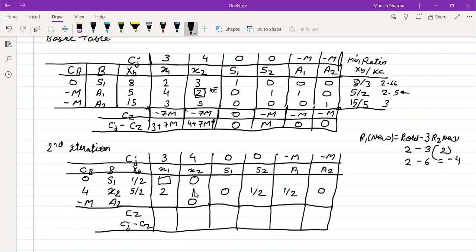Correct? So here I'll write minus 4. For this value, 3 minus 3 times 1 is equal to 0. Okay, this is what we intended. We intended here to bring 0.